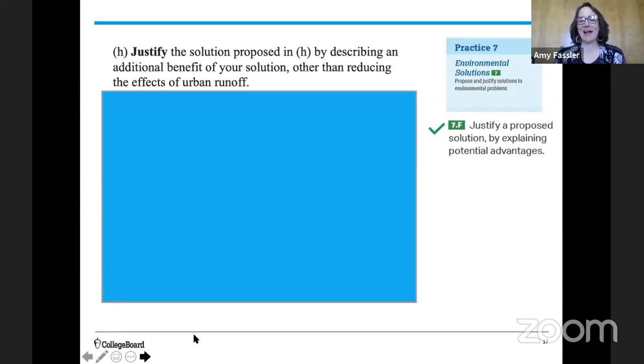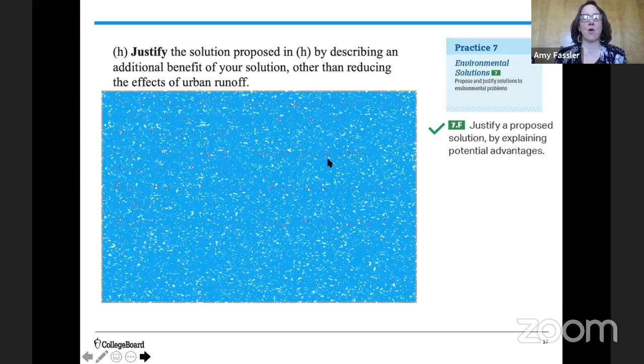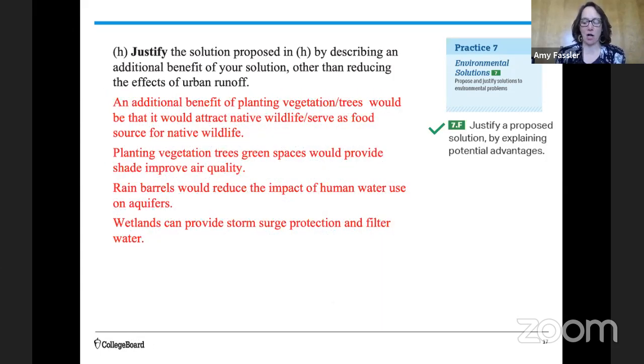And finally, our last point, and this I think is kind of a confusing point to students, it's justifying a proposed solution by explaining potential advantages. And so an additional advantage of planting trees would be that, oh, they serve as great wildlife habitat. All that vegetation that I planted to capture that runoff is now going to serve as food or habitat for native wildlife. They provide green spaces, maybe for aesthetic value. Maybe I've created parks or recreation areas, and they provide shade and improve air quality as well.